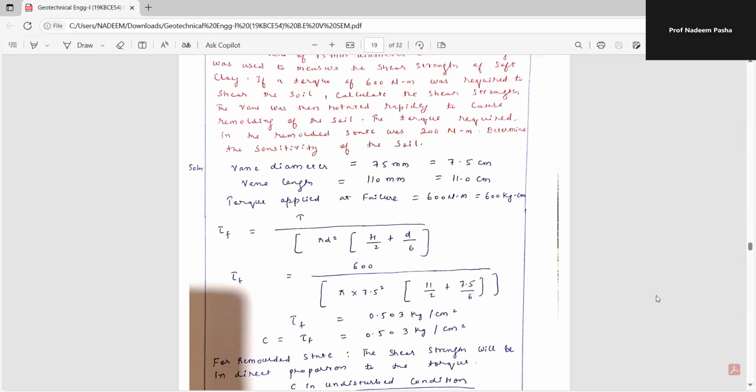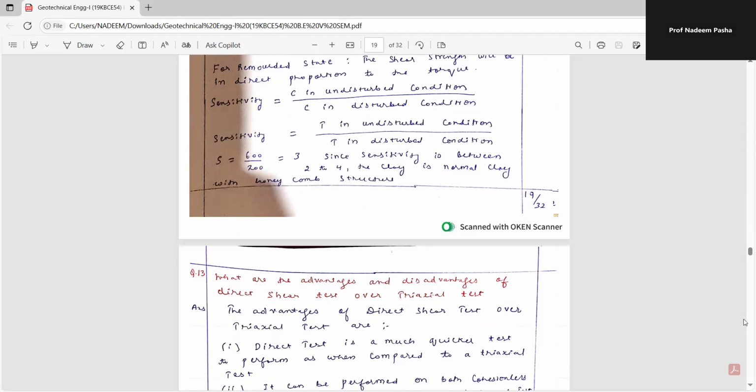For the remolded state, the shear strength will be in the direction of the torque. Sensitivity is C in undisturbed condition divided by C in disturbed condition. So your sensitivity is T in undisturbed condition divided by T in disturbed condition. S is equal to 600 by 200, and comes out to 3. Since sensitivity is in between 2 to 4, the clay is normal clay with the honeycomb structure. Based on sensitivity, you can classify the soils also.